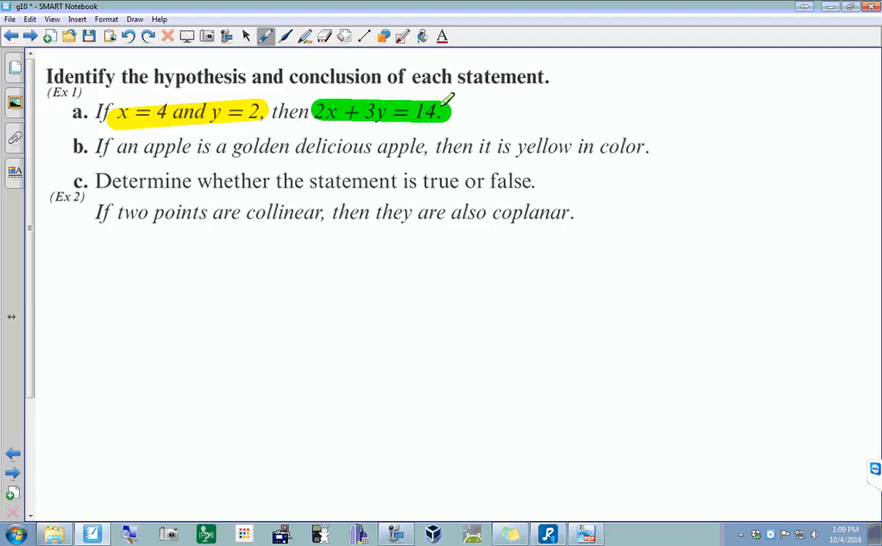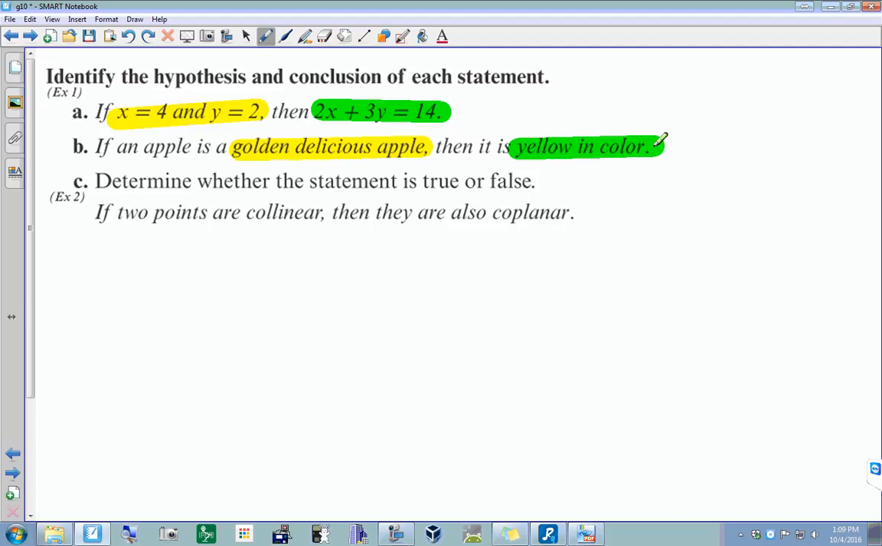So let's move on to Gavin. So, in this case, Gavin, what is the hypothesis? Golden delicious apple. Okay? And the conclusion is yellow color. See the front chart up here? Yeah, that's how it correlates. It's okay.